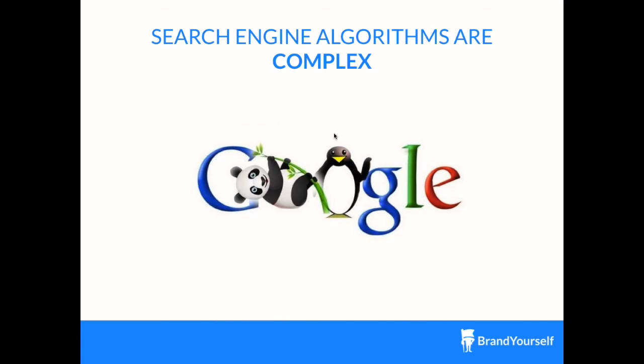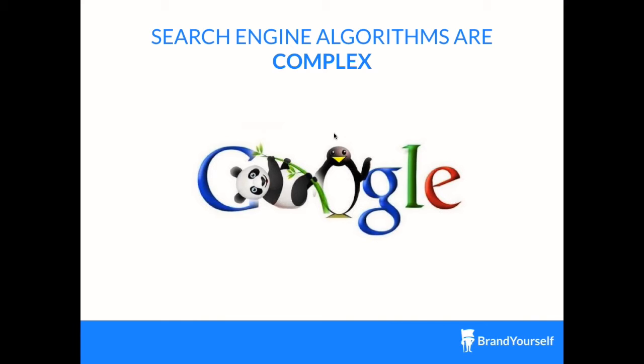So just to start, search engine algorithms are complex. Google itself has released many, many iterations, many of which are named after animals. So panda, penguin, as you can see here, pigeon.